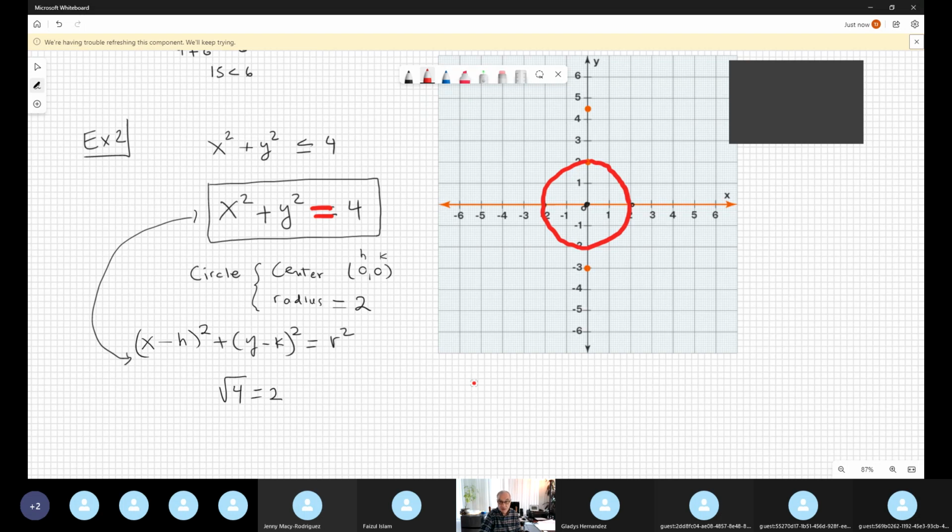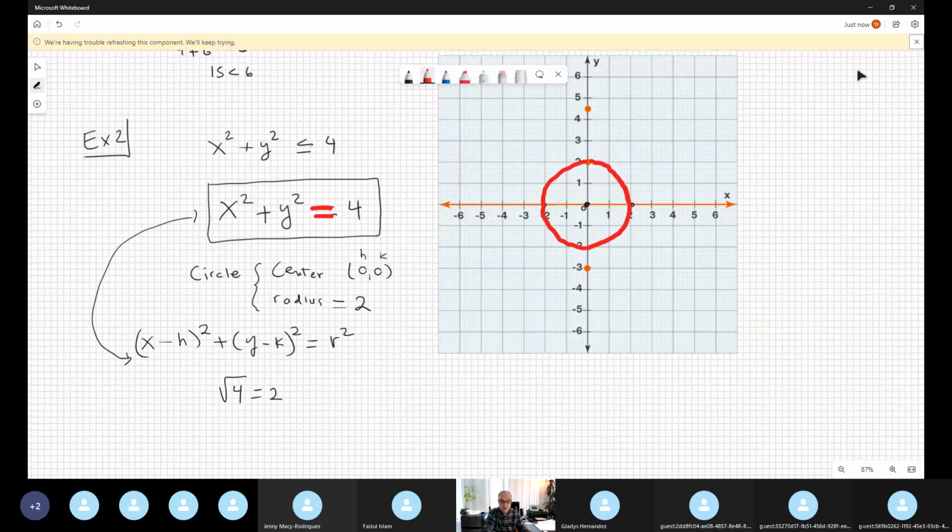This is the curve that represents the equation, equal. And what about the inequality? So the circle encloses one area on the inside and one area outside. And what do you believe is the solution? The area inside or the area outside? Inside, outside. 50-50% probability. Inside or outside?